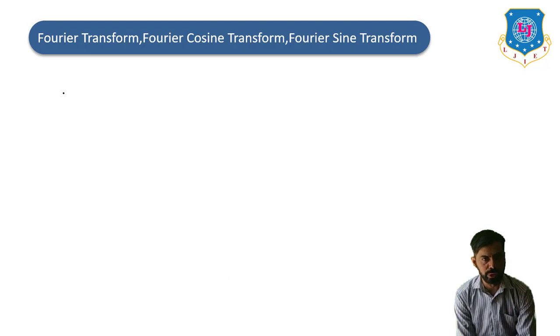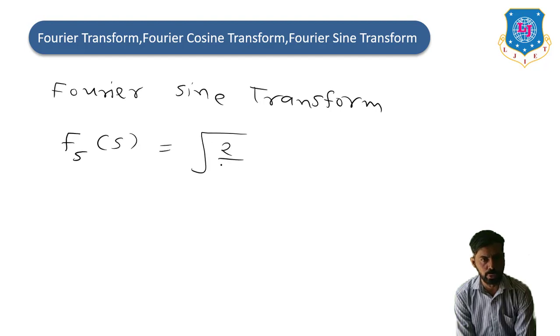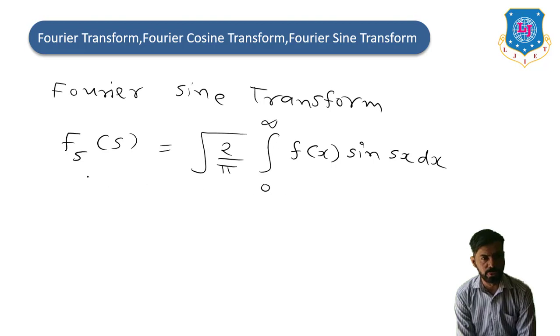Now what is Fourier sine transform? So it is given by F s of s, that is equal to square root 2 divided by pi, integration from 0 to infinite f of x into sine sx dx. So using this formula we can find out Fourier sine transform of function f of x. Now let us discuss examples related to this.